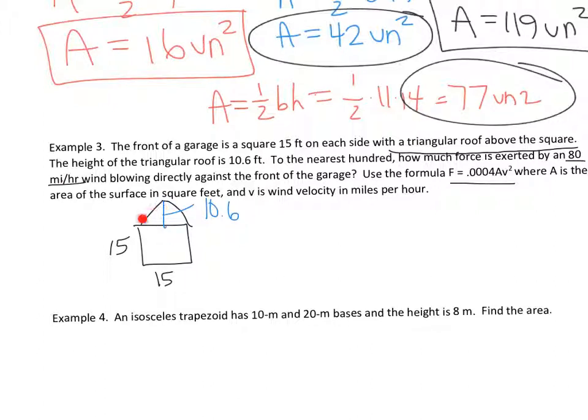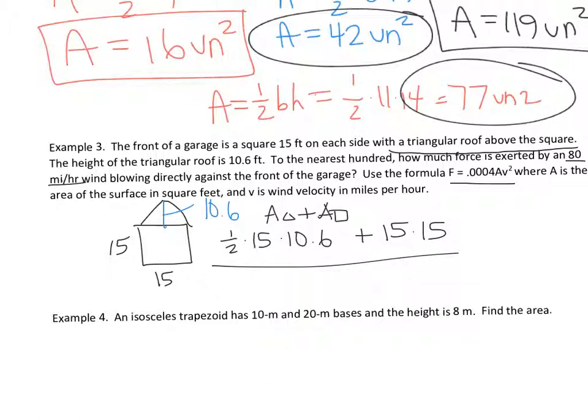So we have to find the area of this thing. So this is an area of a triangle plus area of square. So the area of the triangle is 1/2 times 15 times 10.6. The area of the square is 15 times 15. So I'm going to calculate that. And I get 304.5, and my units are feet squared.